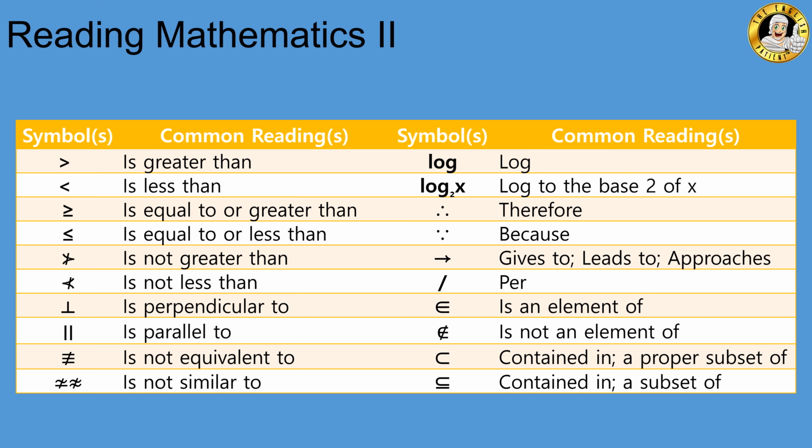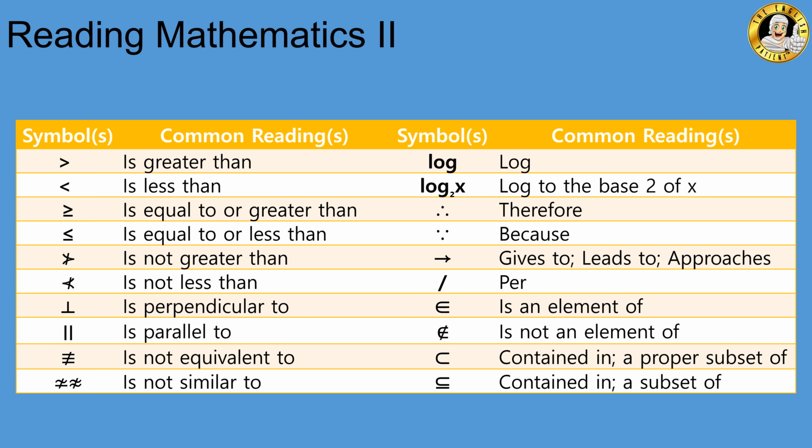Now, there are quite a lot of these, so let's go through some more here. So starting top left again, is greater than, is less than, is equal to or greater than, is equal to or less than, is not greater than, is not less than, is perpendicular to, is parallel to, is not equivalent to, is not similar to.